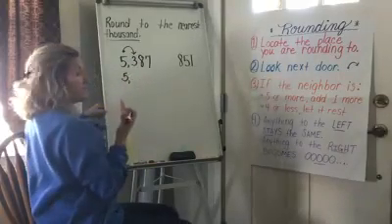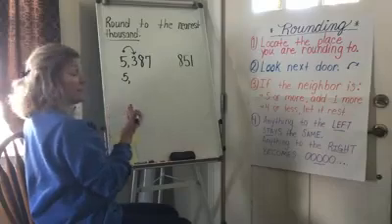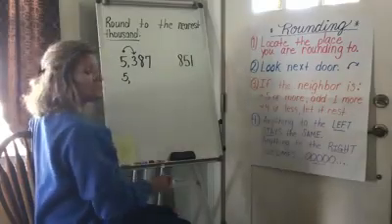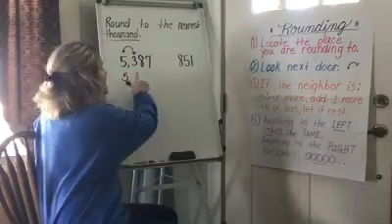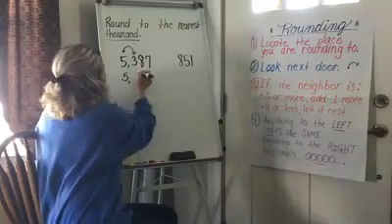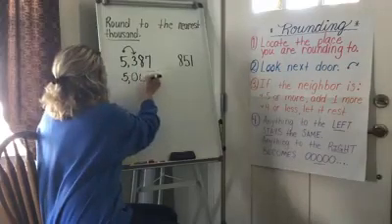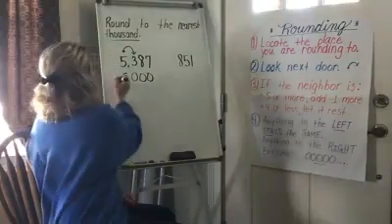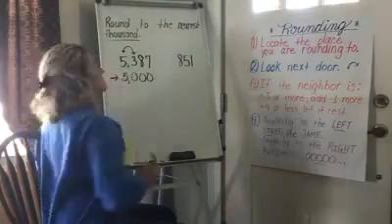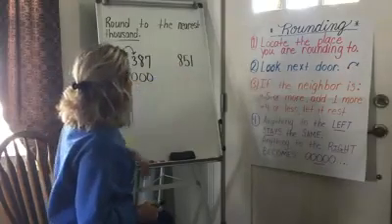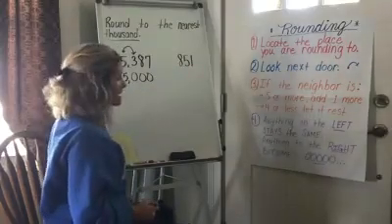Anything to the left? Well, there isn't anything to the left, but if there were numbers to the left, we would just keep them the same. Anything to the right becomes zeros. So 387 becomes zeros. 5,387 rounds to 5,000.